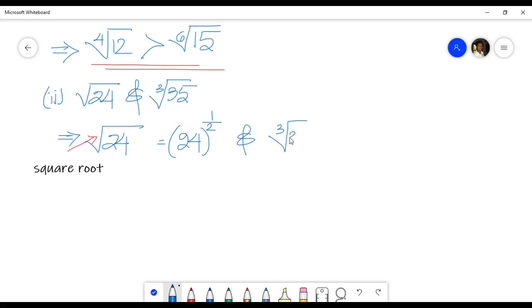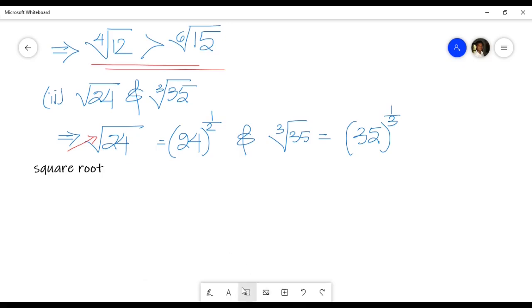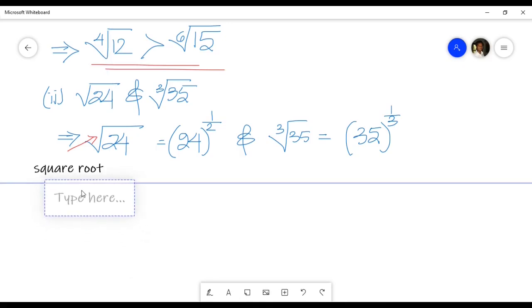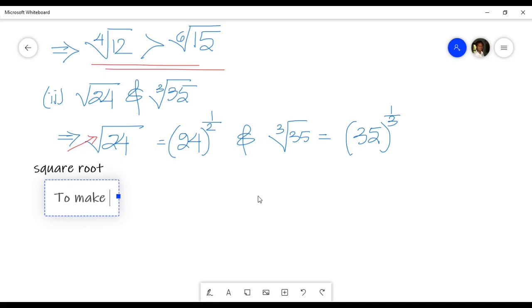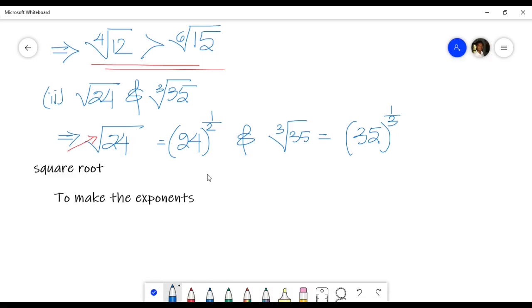Let's see the second term, third root 35. Let me write for you the radicand, the base number. Again, there is no exponent of 35, so we'll write 1 as the numerator, and 3, which is the index mentioned here, is written as the denominator. So here we've got 35 to the power 1/3. Now what is the next step? If you can recall what we did in the first question, what do we have to do? We have to make the exponents. Which are the two exponents here? 1/2 and 1/3. Right, these are the two exponents.